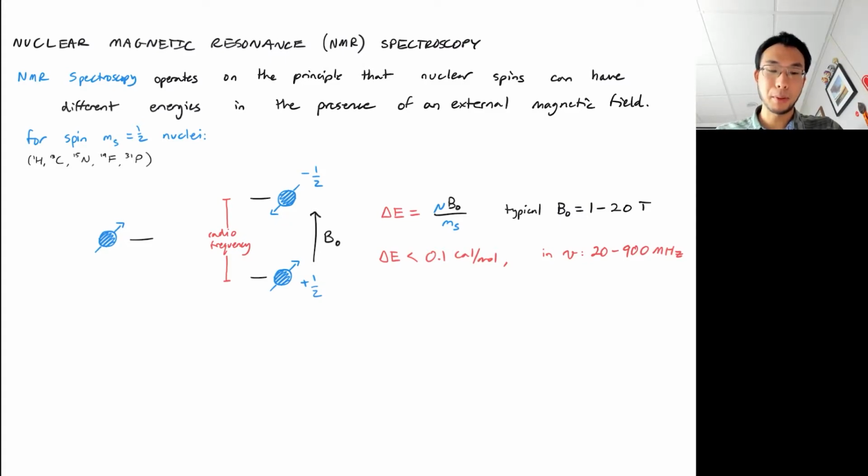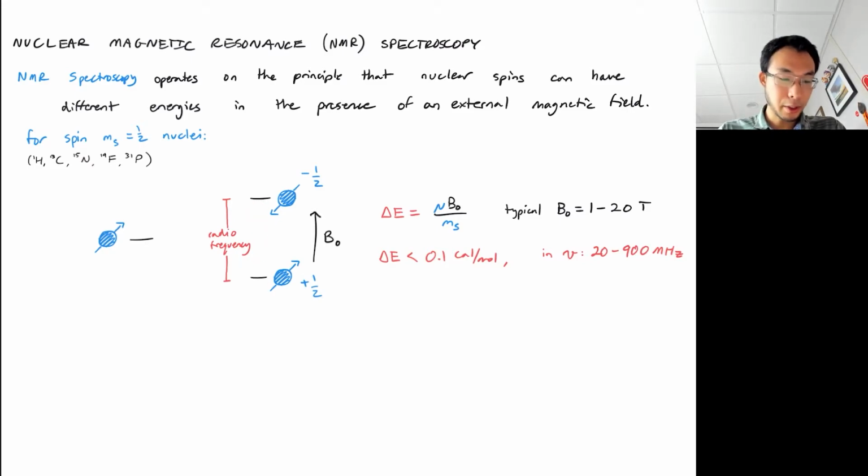In the experiment, what we're really doing is trying to identify places where the nuclei are absorbing energy, and when that happens, we call that resonance. The way the instrument works is we take the external magnetic field and vary it little by little, and as this B naught value changes, that changes the energy gap between the two different spin states. Our instrument is sending out a constant frequency, so then we can find the various external fields at which the nuclei absorb energy.